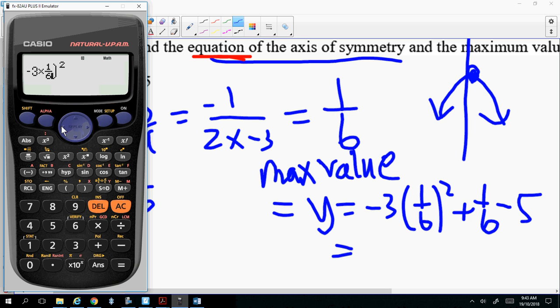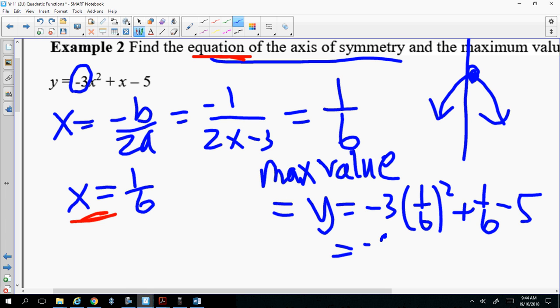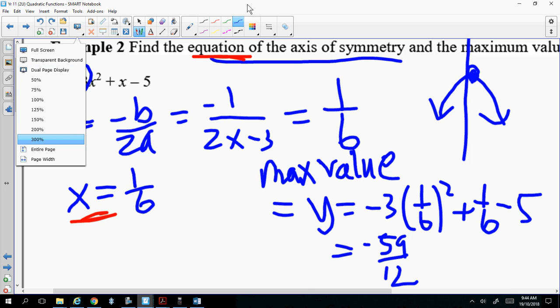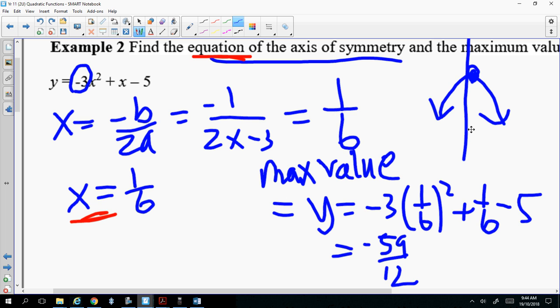And then plus 1/6 minus 5. What would that be? That would be a fraction, -59/12. That's the maximum value. Any questions? So it's pretty easy. You get questions like this in the textbook. And then we've got one more part to go through, then you can start the textbook work. Let me just indicate something. That's your max value.